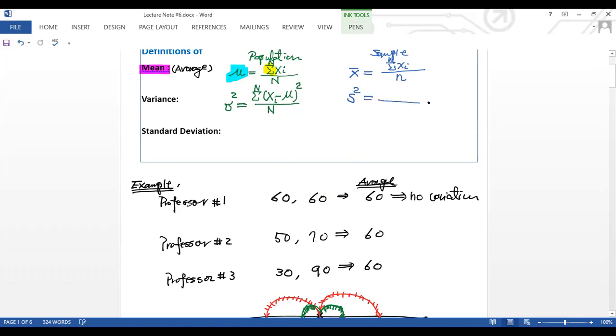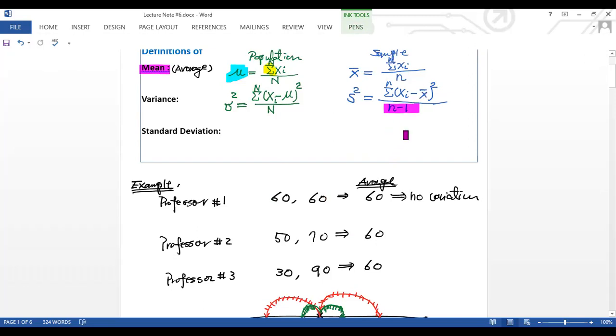So what is S square? You still add up the differences for each value minus what? Instead of minus mu, I minus x bar, the sample mean. Then I still square it, and add all the way up over the number of samples. Now here is very important for the sample variance: instead of dividing by n, I divide by n minus 1.